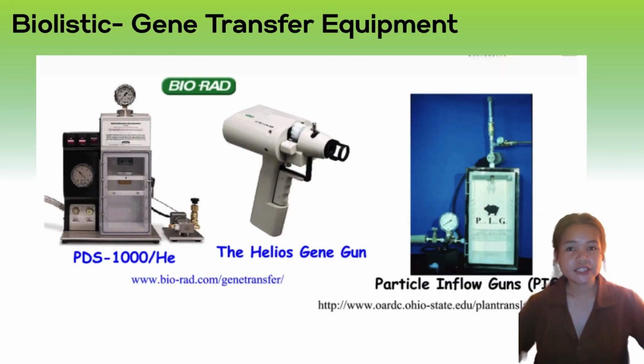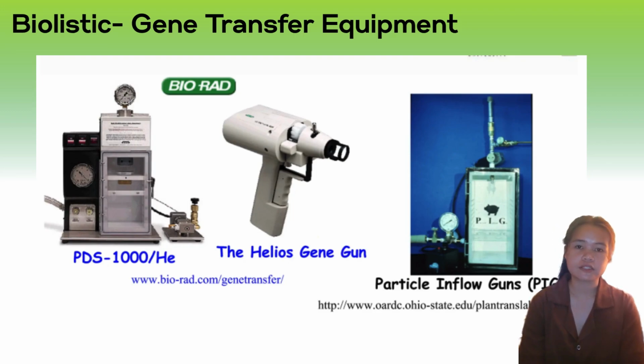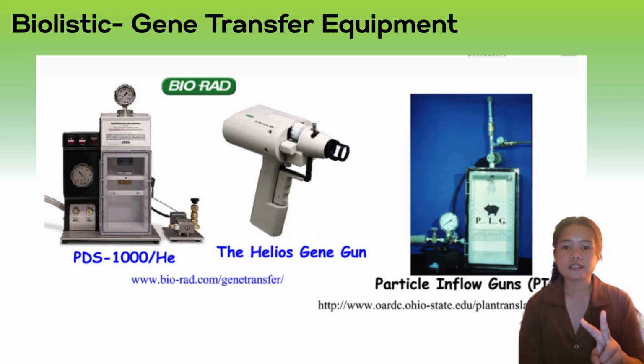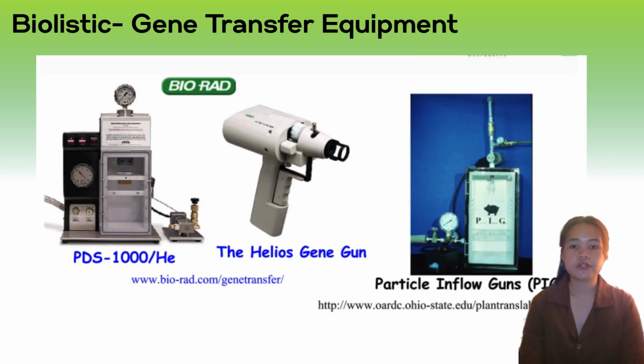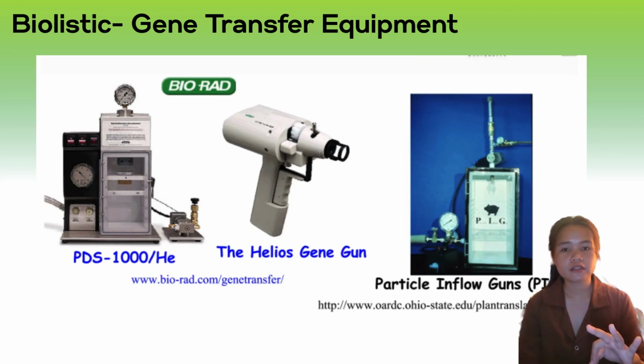Well, in the gene gun mechanism, there are three different types of biolistic equipment. The first is the PDS-1000/HE. This is a helium-driven biolistic device used to deliver DNA-coated microscopic particles into the target cells. The second is the Helios gene gun, a handheld version of the PDS, so it is a much smaller and portable one. The third is the particle inflow gun, a simpler, low-cost biolistic device designed mainly for plant genetic transformation.